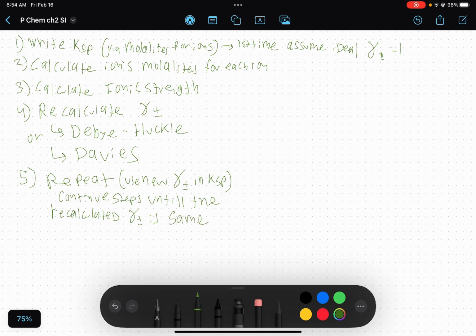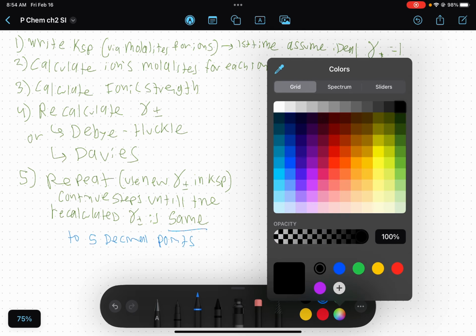Okay, and then from there you can go back to the top, rewrite the KSP using the new gamma, calculate the molarities, calculate ionic strength, recalculate the gamma, and continue and continue until the gamma is the same. Granted, it's probably never going to be exactly the same, but if I remember correctly, by the same we normally meant to 5 decimal points. So the first 5 numbers should be pretty much the same.